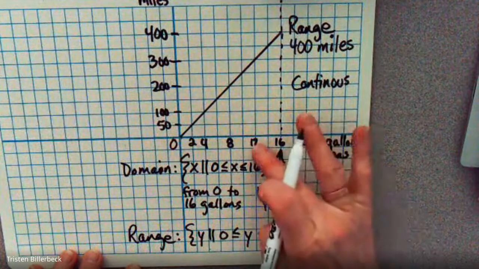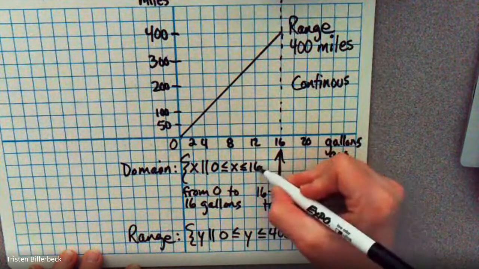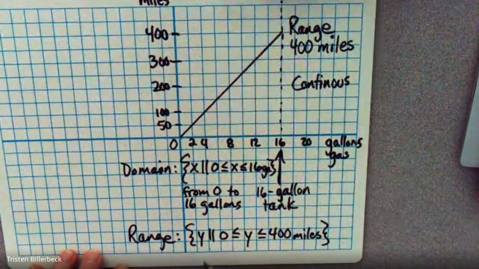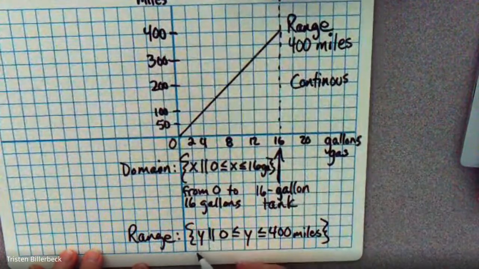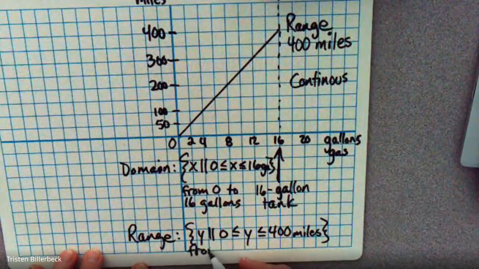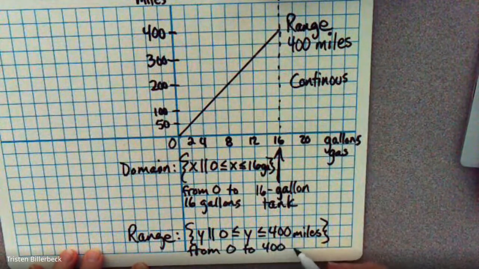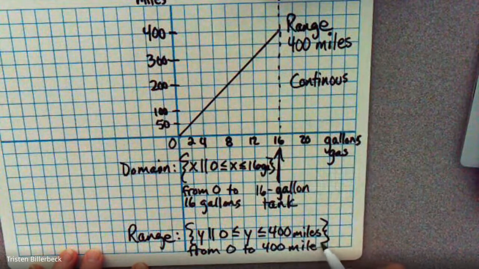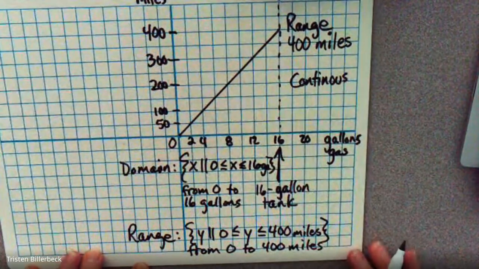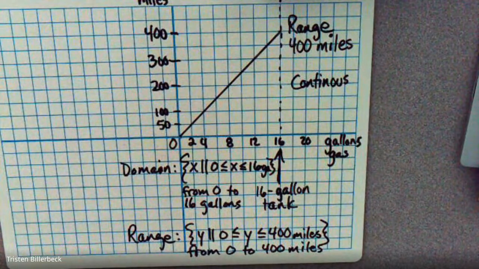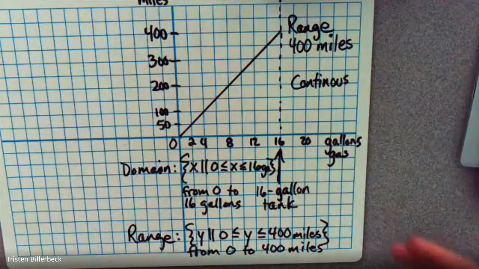Okay, so this really should have gallons right here. So I'm going to abbreviate it, gallons. Or we could say from 0 to 400 miles would be our range. And that literally is the range, the roaming range of the car is 400 miles. So there you have it.